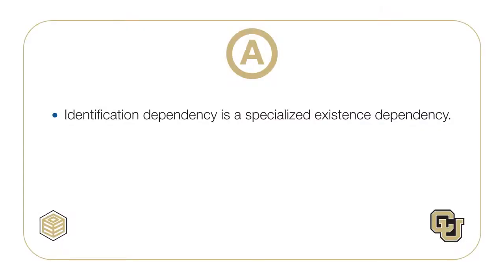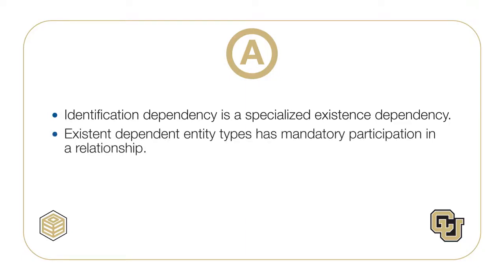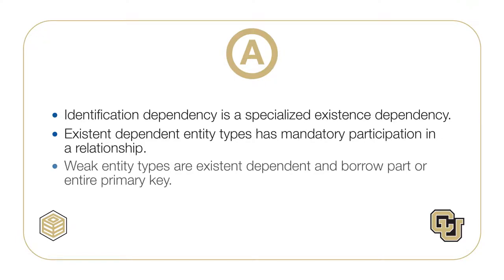In answer to the opening question, identification dependency is a specialized kind of existence dependency. Recall that an existence-dependent entity type has a mandatory relationship that is a minimum cardinality 1. Weak entity types are existence-dependent on the identifying relationships. In addition to the existence dependency, a weak entity type borrows at least part of its primary key. Because of the existence dependency and the primary key borrowing, the minimum and maximum cardinalities of the weak entity type are always 1. Thus, identification dependency implies existence dependency.